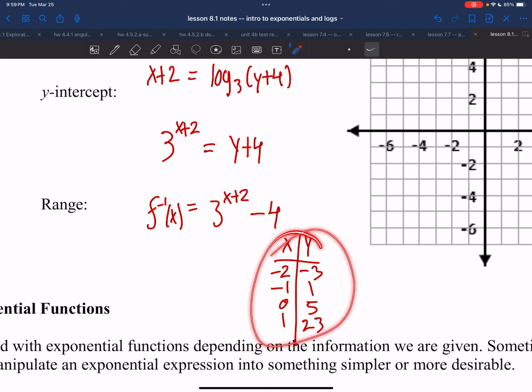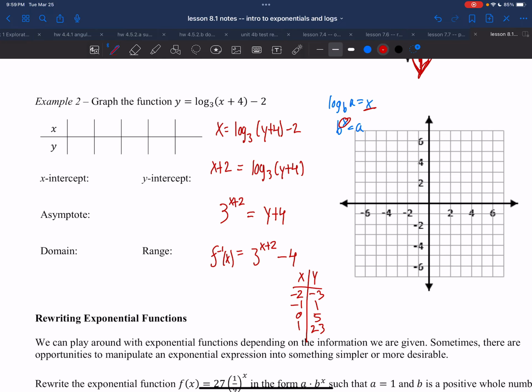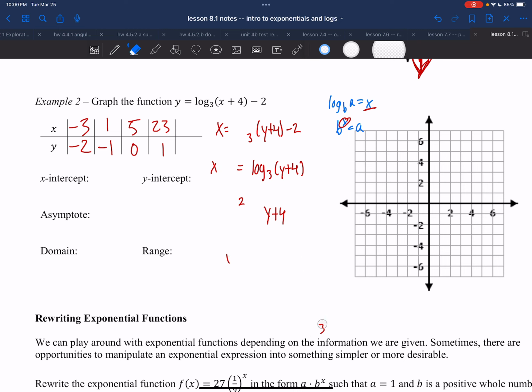So what do you do with this? Well, you don't plot this table because this is the inverse function. You want to plot the original function. But all the original function is the flip of the inverse because that's what the inverse is. It's the flip of the original. So you take these points and flip them. -2, -3 is actually -3, -2 on the original graph. And then the other points, 1, -1, 5 and 0, technically 23 and 1, though that's not going to fit on my graph here. I actually didn't want to erase that. So there we go. So let's plot it.